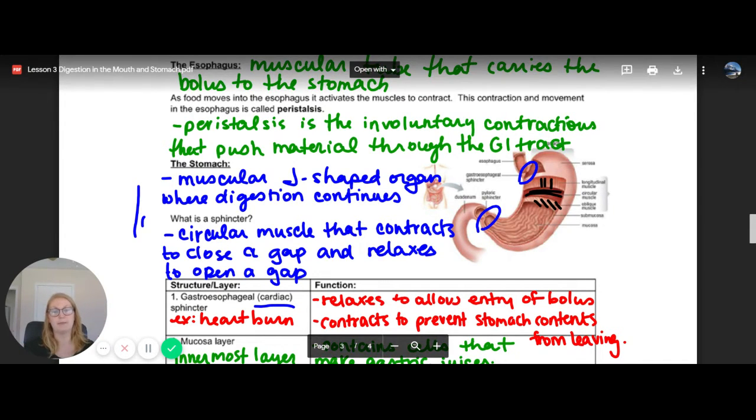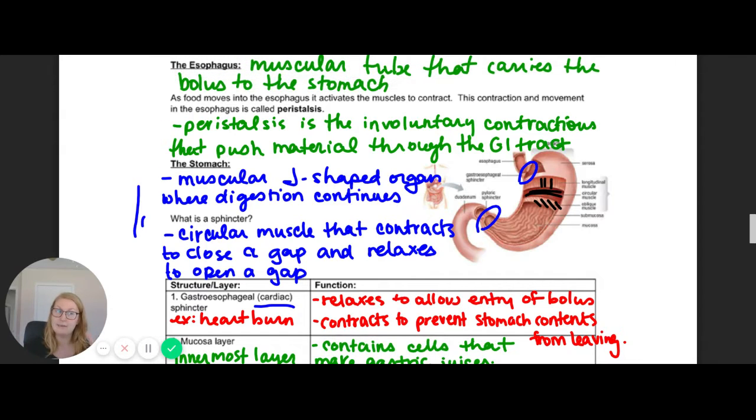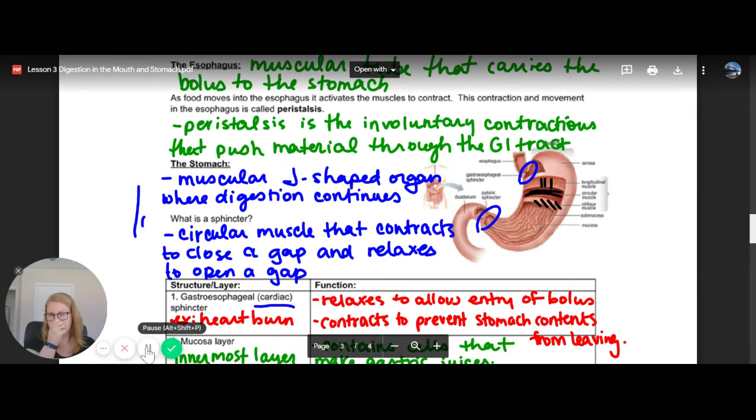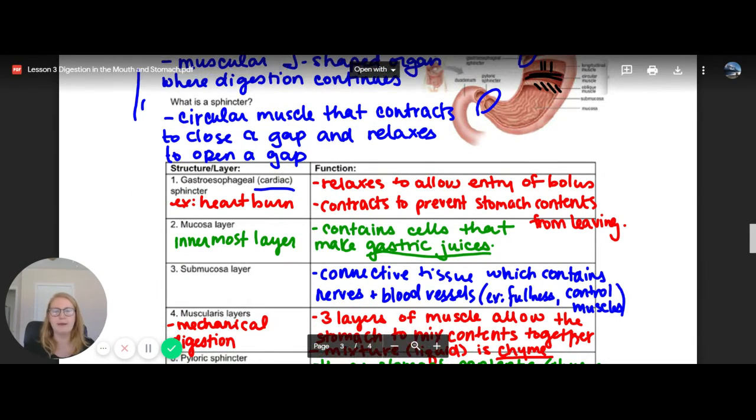Now, I'm going to tell you about down below. When they relax, they will allow the partially digested material to move through them. But when they contract, they are really going to close off and really should seal off that stomach pretty well. So, looking at our first structure as we enter, as I mentioned, we have the cardiac sphincter.